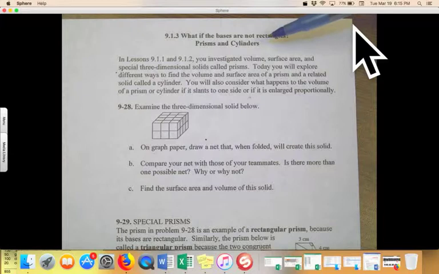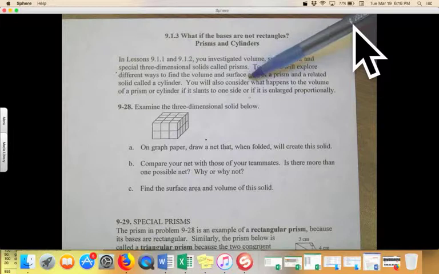Today you will explore different ways to find volume and surface area of a prism and a related solid called a cylinder. You will also consider what happens to volume of a prism or cylinder if it slants to one side or if it is enlarged proportionally.